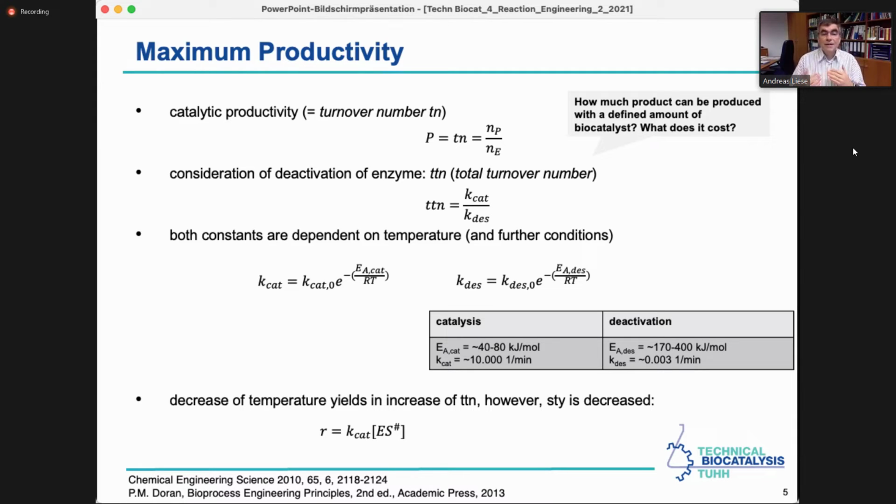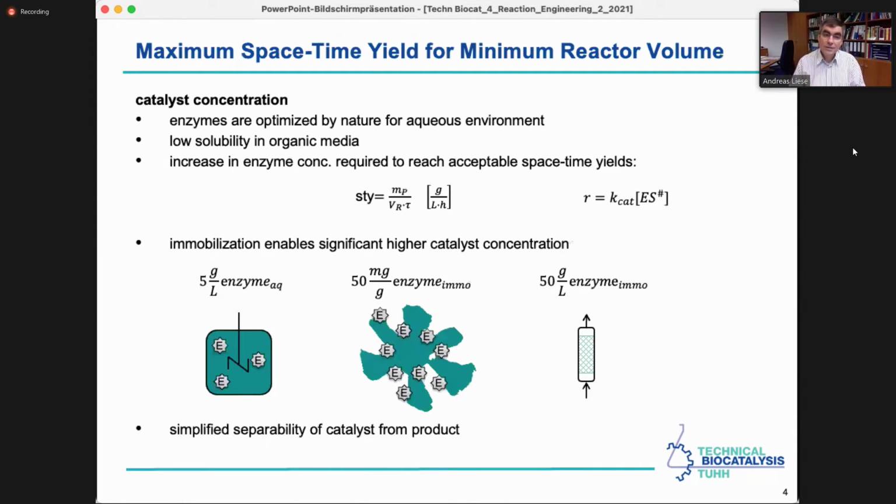And this impact of the temperature might also be different if we have a homogeneously solubilized enzyme or if we have immobilized enzymes that we're going to apply.